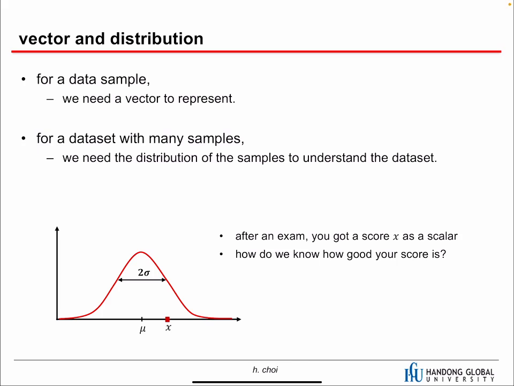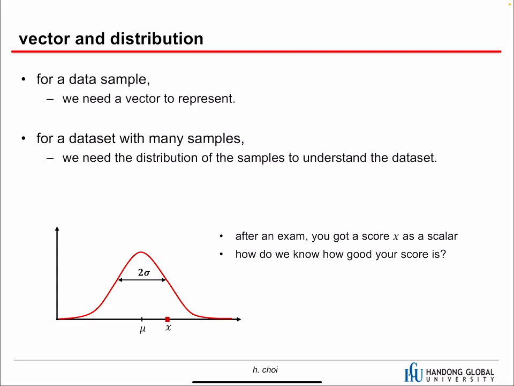Before talking about density estimation, we have to talk about why we need it. So let's compare vector and distribution. For a data sample, we need a vector representation. When we have one data sample, the vector is a perfect way to represent it. And when we have many data samples, yes, we can use vectors to represent all of them, but it's hard to understand the data samples. So in that case, we need a distribution of the samples to understand the data set.